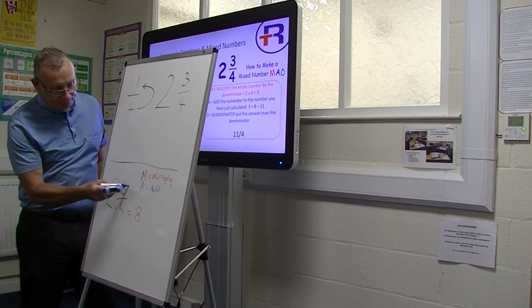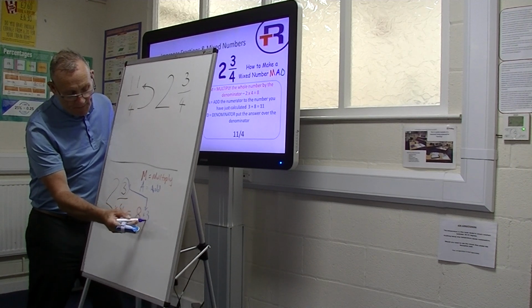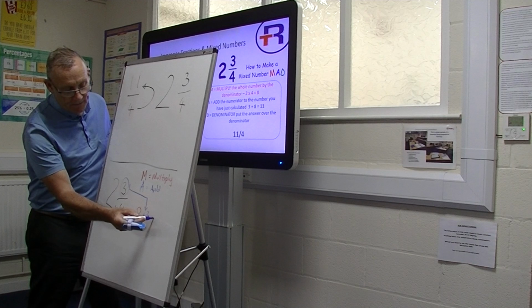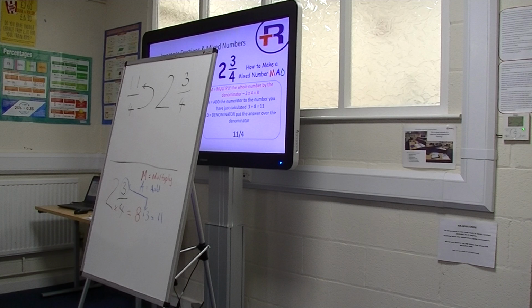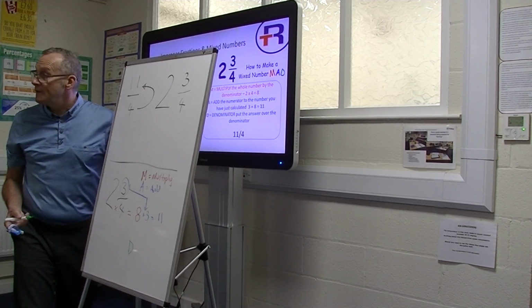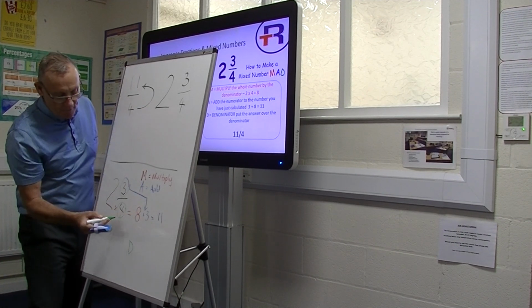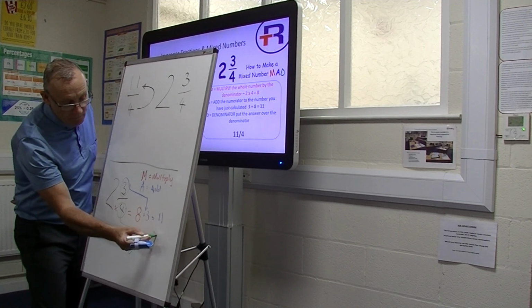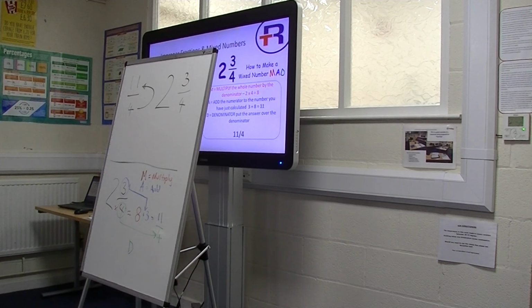We then add the top number to the answer we've got from them. So 8 plus 3 gives us 11. The D, because remember we're getting MAD, the D stands for denominator. The answer, 11, goes over the top of the denominator. 11 over 4. Okay? That's how you change one to the other.